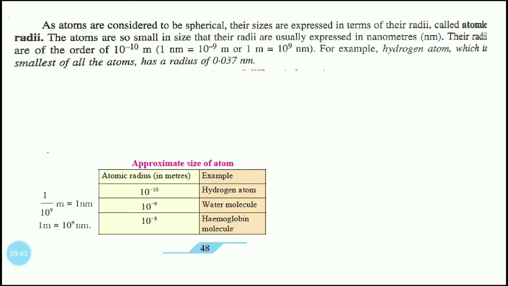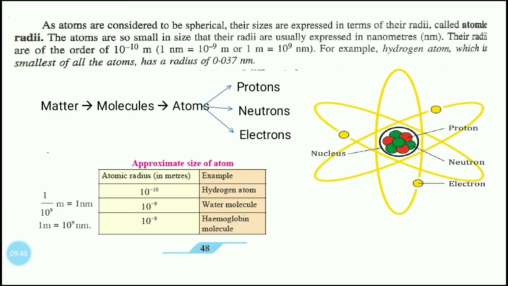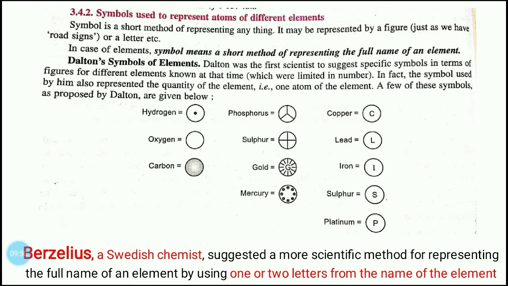Now we will move ahead with our presentation. Now we will discuss the symbols used to represent the atoms of different elements. We already discussed what an atom is, how big atoms are, what their size is, and then we saw the STM image of 48 iron atoms on a copper crystal. Now we come to the next topic, which is the symbols used in representing atoms of different elements.